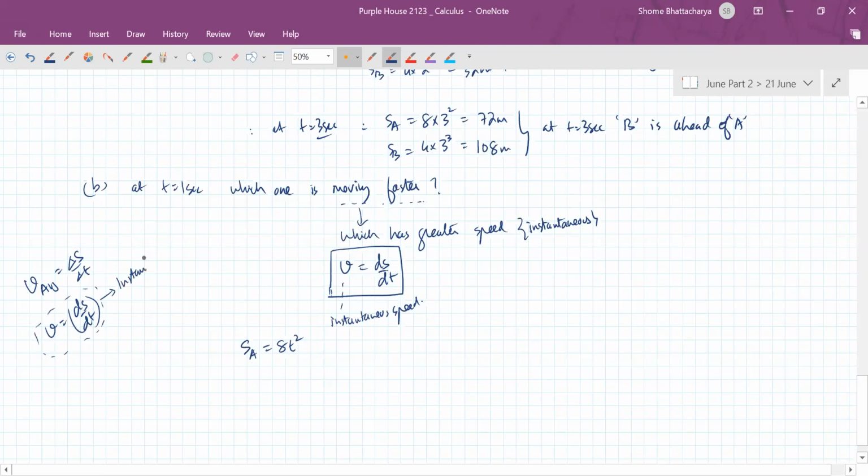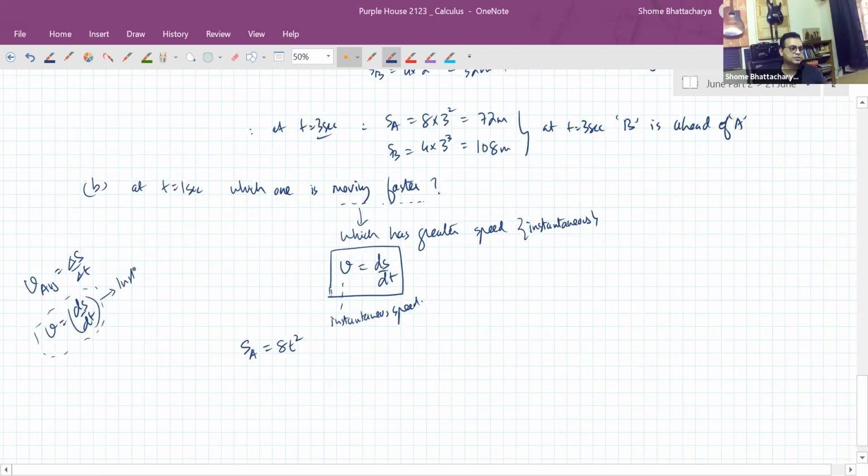This is instantaneous speed. Okay. And this is average speed. So we are not talking about average speed here. We are talking about which has the greater instantaneous speed. So instantaneous speed is differentiation. Okay. So the instantaneous speed of A at any moment is given by the instantaneous rate of change of 8t square with respect to t. So that will become how much? That will become 16t. Okay.